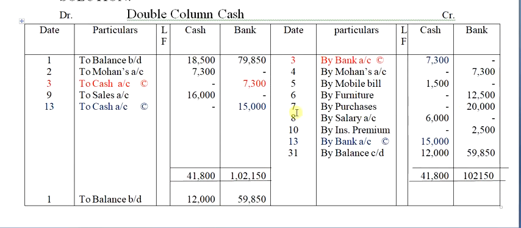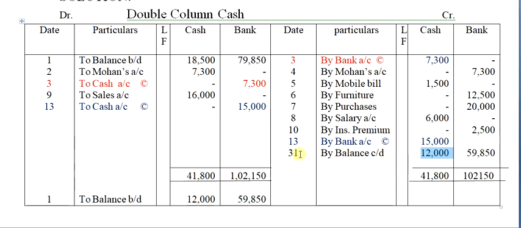So we can see the solution clearly now. Now total it on both sides of the double column cash book. First, total the cash column on both sides. You will get 41,800 and 41,800. The cash column's highest total is 41,800. The debit side is more, and the same total goes to the credit side. 41,800 minus 7,300, minus 1,500, minus 6,000, minus 15,000, you will get the closing balance of cash. How much? 12,000 will be the closing balance of cash in hand.